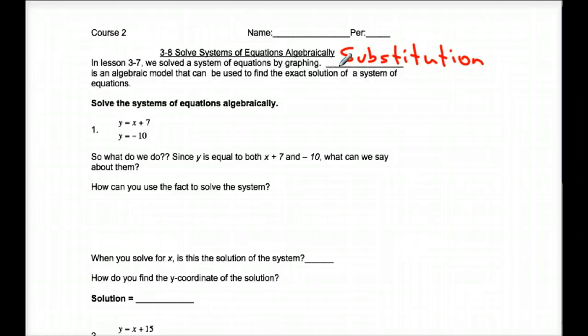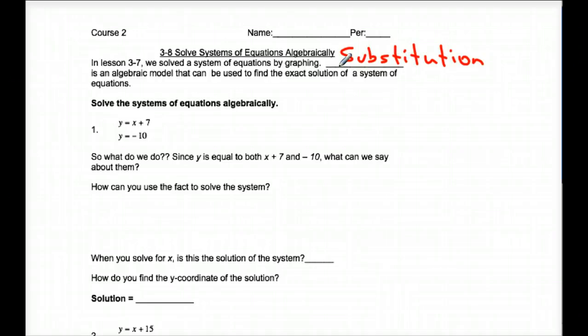So, what do we do? Well, in the first equation, guys, what does y equal? X plus 7. We don't know exactly, but y equals x plus 7, whatever x is. Since y is equal to both x plus 7 and, in the second equation, y equals negative 10, we're halfway home. We know the y value of the solution. It's negative 10. What can we say about them? Well, you can say that they're equal.